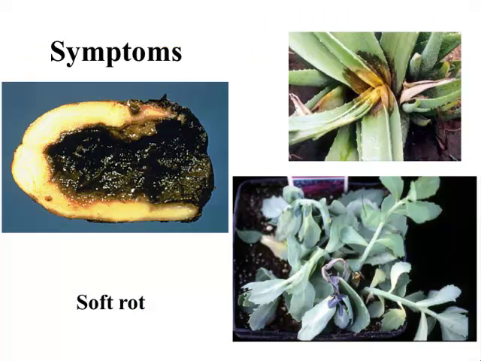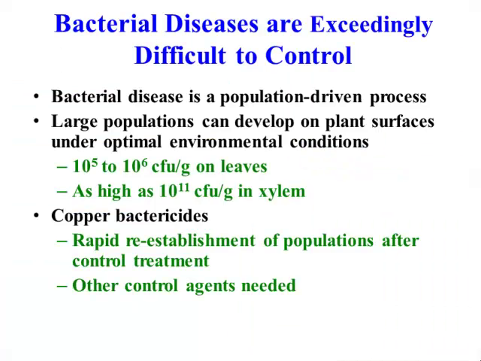And then finally, here are some more wilt and rot type symptoms. Nobody's going to eat that potato, for example, I wouldn't think. But there are several pathogens that enzymatically break down tissue like that, causing that rotting symptom. But for the most part, bacterial diseases are population driven, so they're very difficult to control.